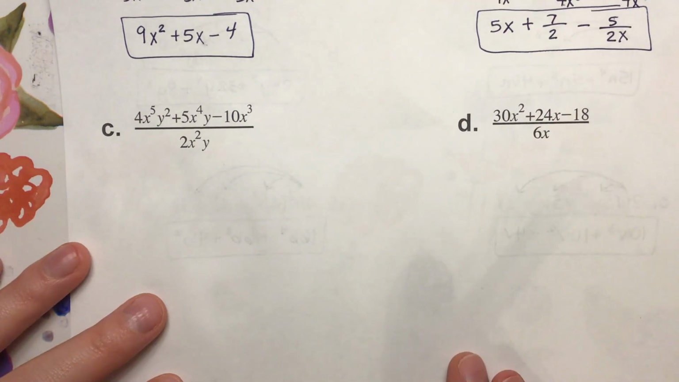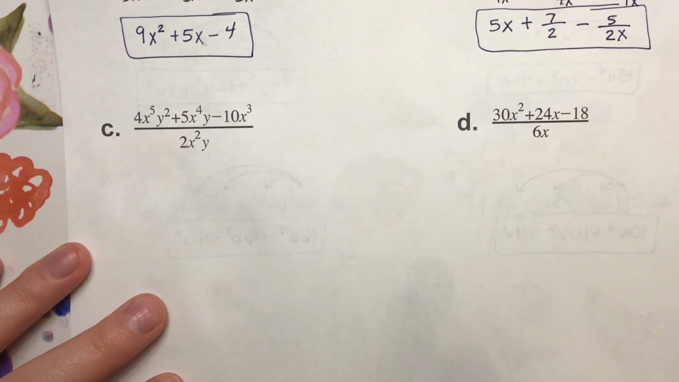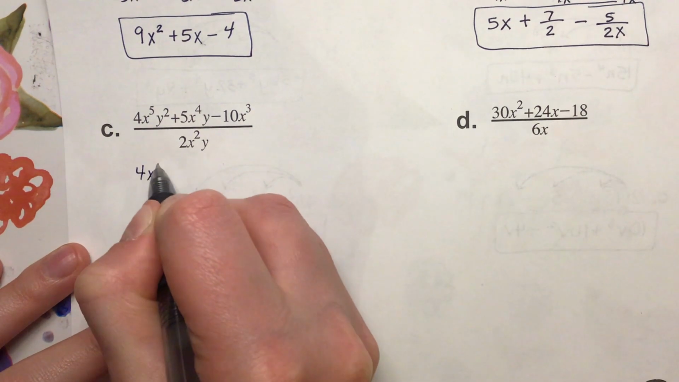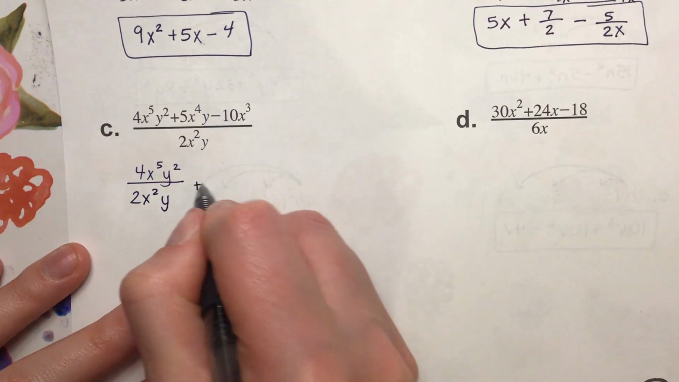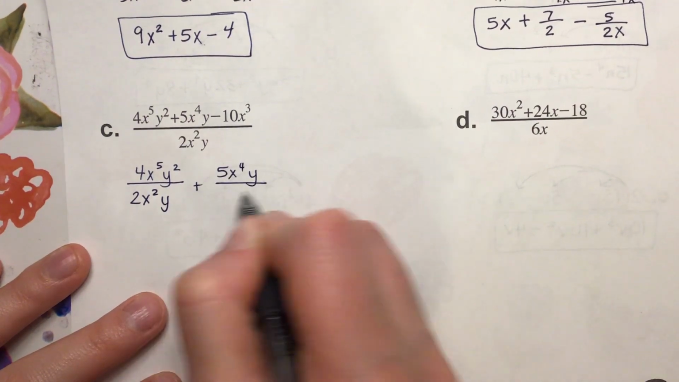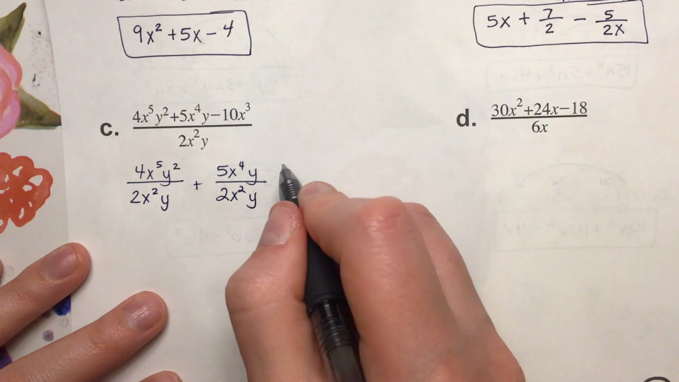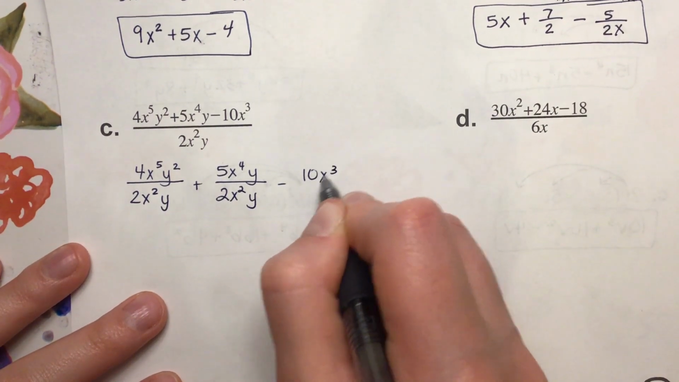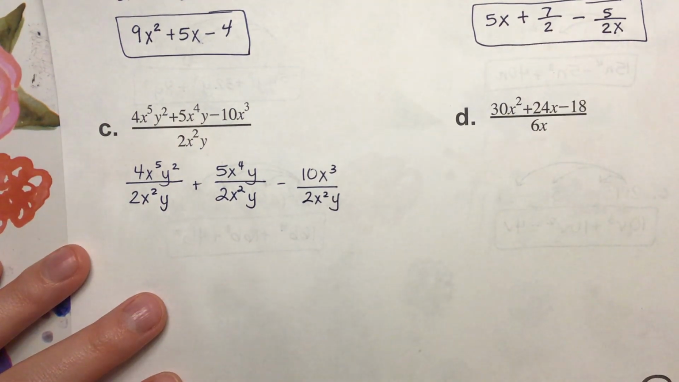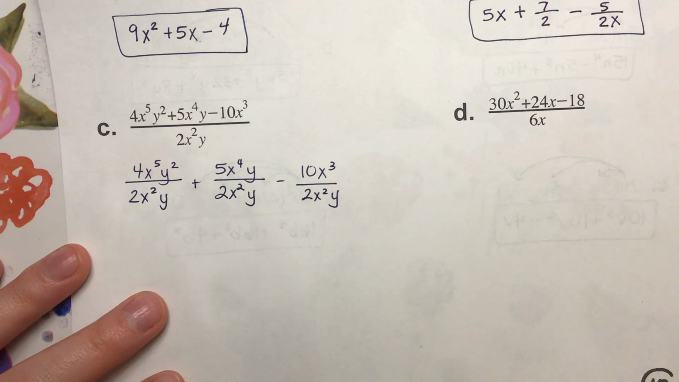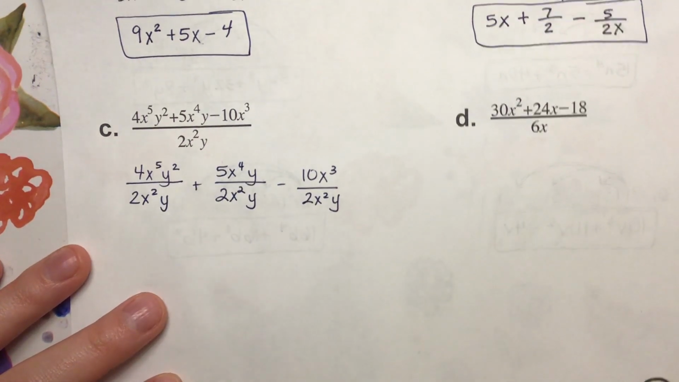Now we have an expression with multiple variables. First step is to just write it out as 3 division problems because that makes it a little more manageable so we don't miss anything. Okay, so I'm going to rewrite that. I have 4x to the 5th y squared over 2x squared y plus 5x to the 4th y over 2x squared y minus 10x cubed over 2x squared y. Notice that 2x squared y was in the bottom of each of my fractions because it's on the bottom of this whole fraction in my example.